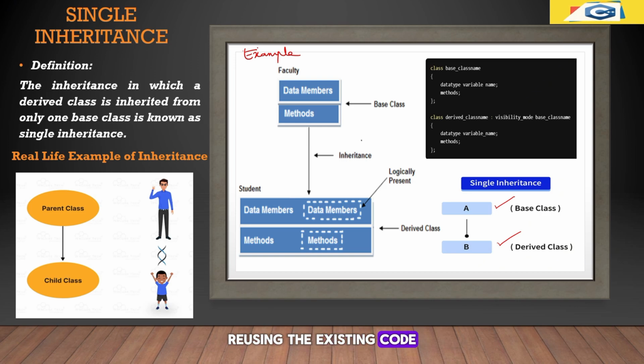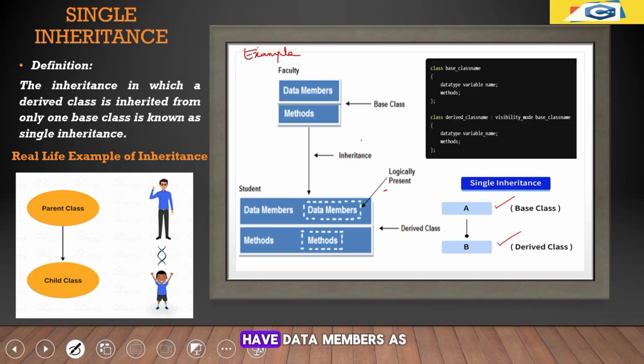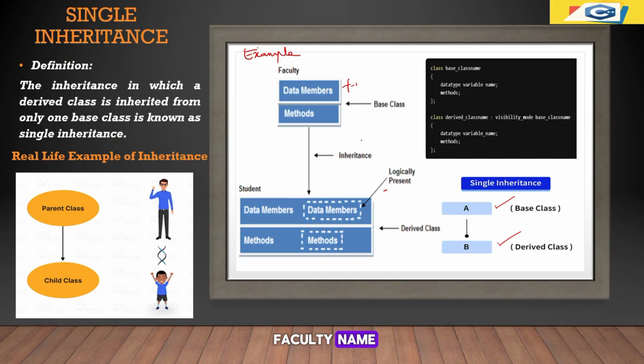Reusing the existing code. So now if I say faculty is a base class, it means it is an old class, so its code is already implemented, right? For faculty, suppose I have data members such as faculty name and department. I have some methods like the getData method for taking user input and the putData method for display. So the code for this is already implemented, right?